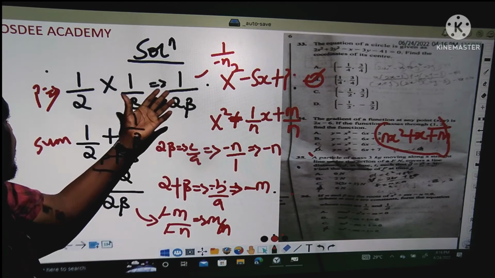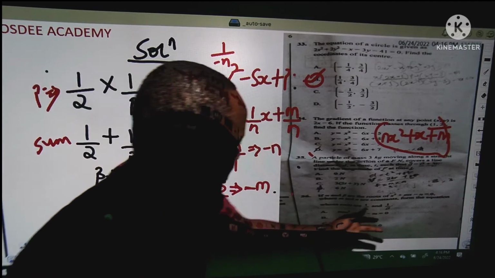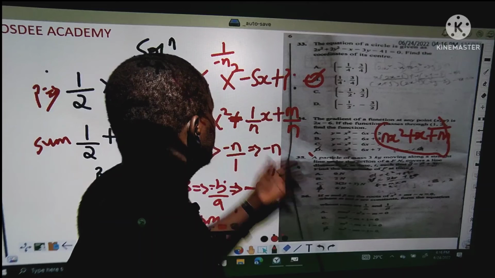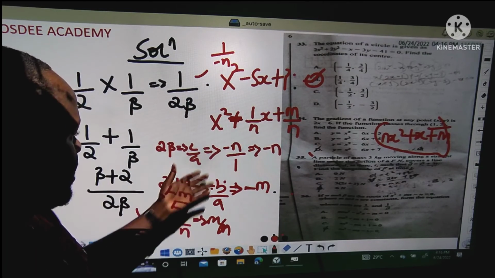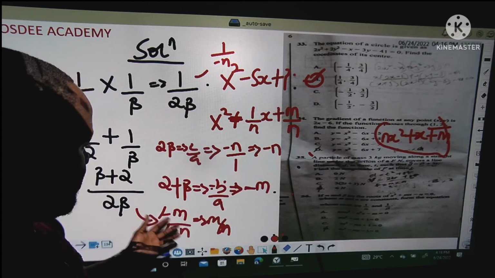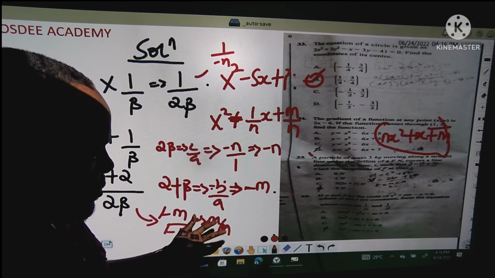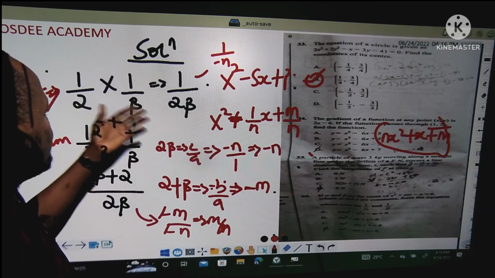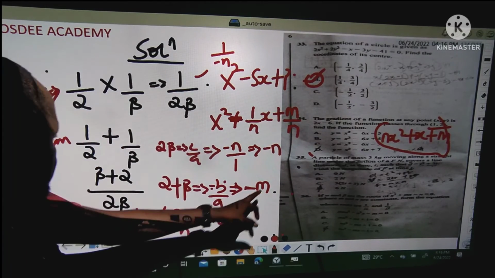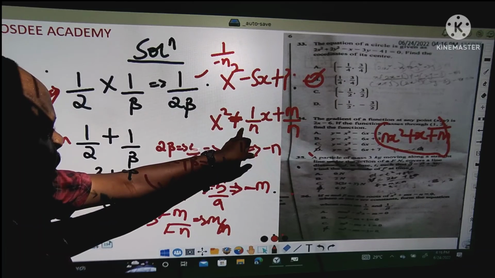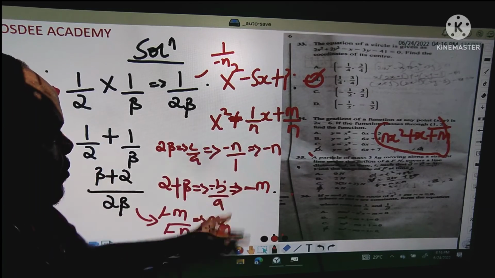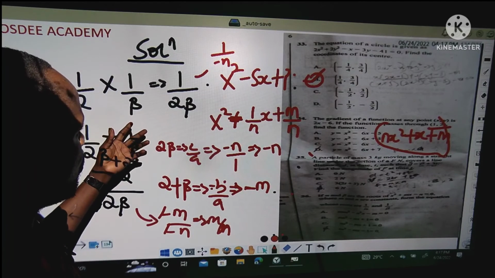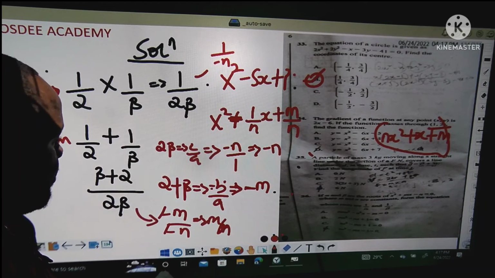Let's check. We can quickly check. Alpha beta is c over a, minus n over 1, minus n. Alpha plus beta is minus n over 1, that's minus n. So 1 over alpha beta is this, minus n. So minus on this one, because I'm correct. Plus product. Product is, that's the product. Oh, I think I substituted sum for product and product for sum.